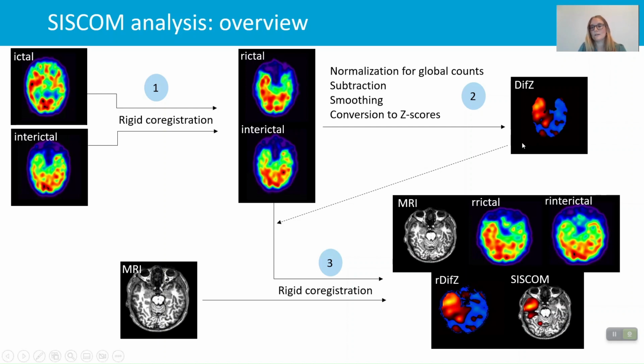Then you will get a z-score difference image like this. Then you will co-register the three of them to the MRI. So you will end up with the MRI, the ictal, the interictal, and the difference image in the same space. And you can load the difference image as an overlay on the MRI to obtain your SISCOM image.